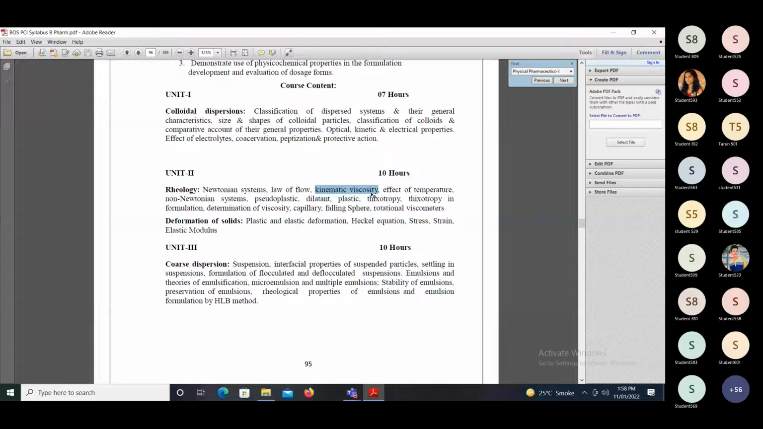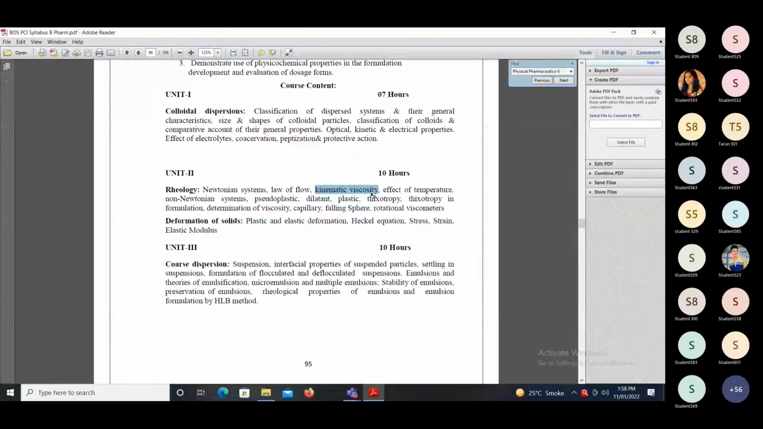Viscosity means what? The ability to resist the flow of a fluid is called viscosity. Now, rheology is related to the flow of materials, whether in the form of a liquid or a solid. Then the effect of temperature on this rheology system: what is the effect on the flow characteristics of the material? That part we are going to discuss under this rheology concept.